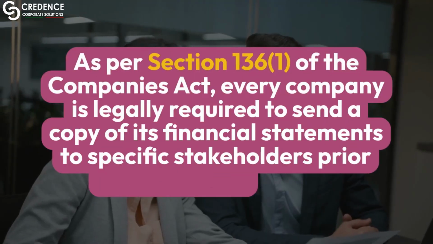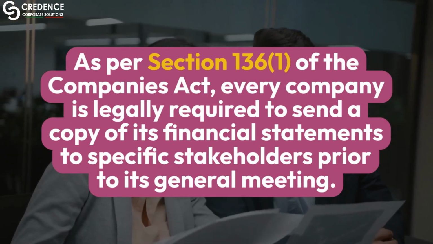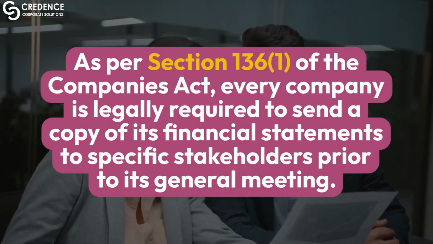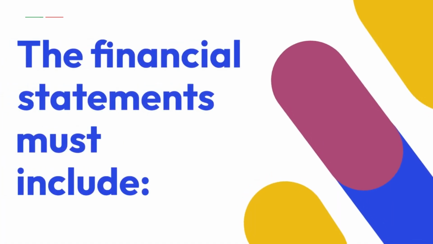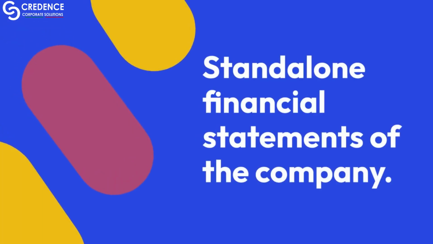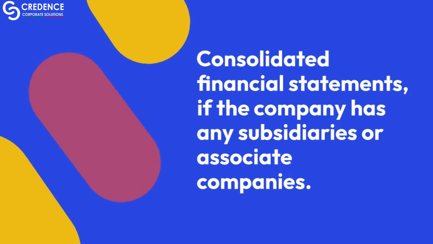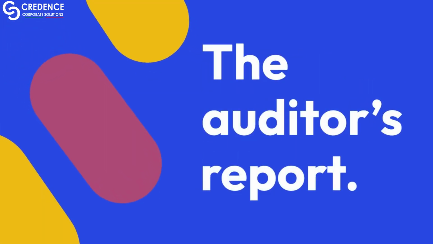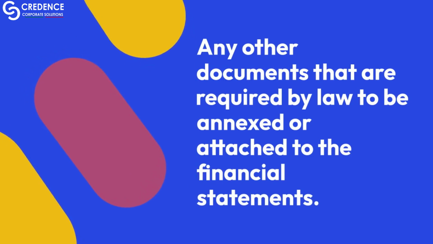As per Section 136(1) of the Companies Act, every company is legally required to send a copy of its financial statements to specific stakeholders prior to its general meeting. The financial statements must include standalone financial statements of the company, consolidated financial statements, if the company has any subsidiaries or associate companies, the auditor's report, and any other documents that are required by law to be annexed or attached to the financial statements.